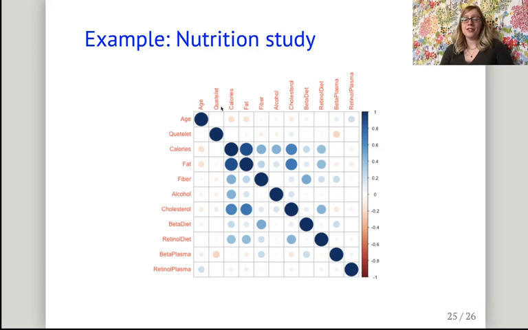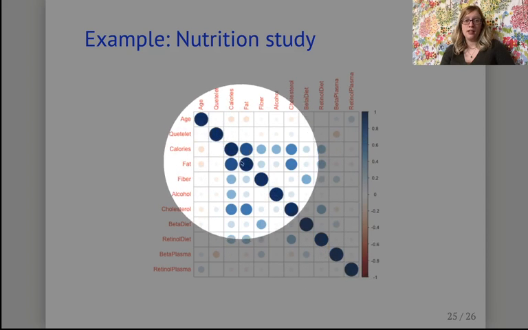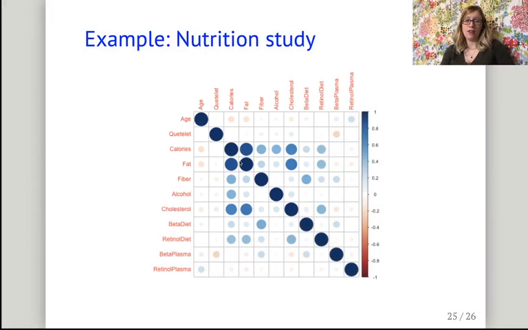Looking at this correlation plot, there are a lot of variables that really don't have much correlation. Some of these in the middle do. Some aren't surprising, so there's certainly a correlation between calories consumed and fat consumed. There's certainly correlations between calories and fat consumed and cholesterol. Specifically, we wanted to know about beta carotene in the blood plasma. Doesn't really look like it's strongly correlated with anything. Similarly, retinol levels in the blood plasma, not really correlated with anything.